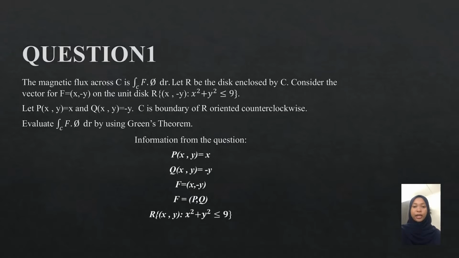To explain the application of Green's theorem on magnetic flux. From question 1, the information that we get is P(x,y) equal to x, Q(x,y) is equal to negative y, and F is equal to (x, negative y). Since x is equal to P and negative y is equal to Q, we substitute P and Q into the vector F to produce F equal to (P, Q). And the equation also stated the region R is x squared plus y squared less than or equal to 9.